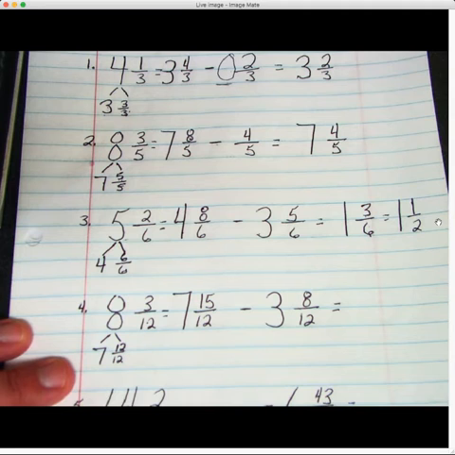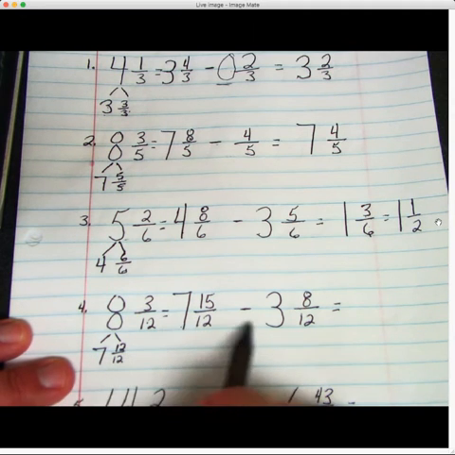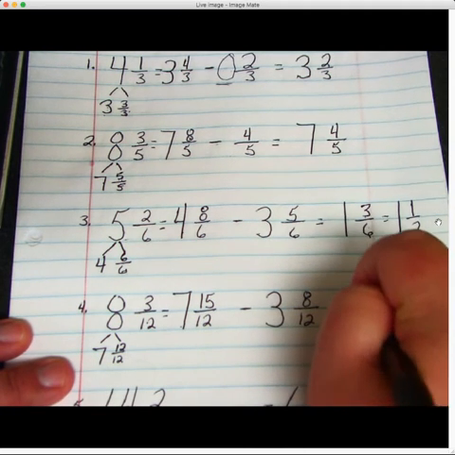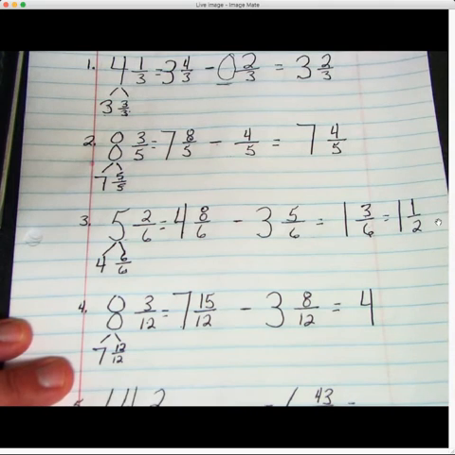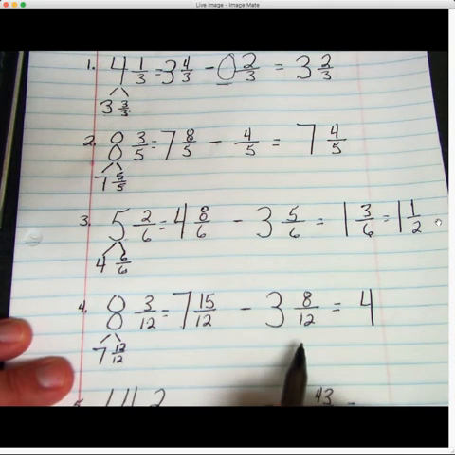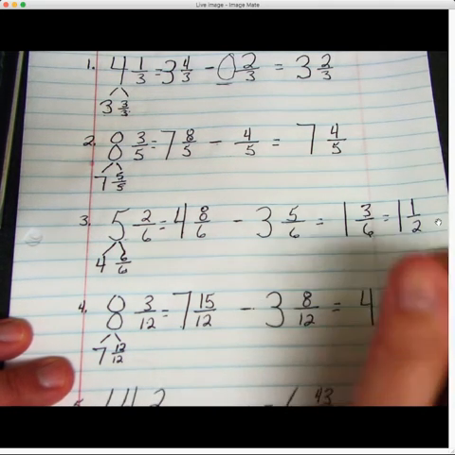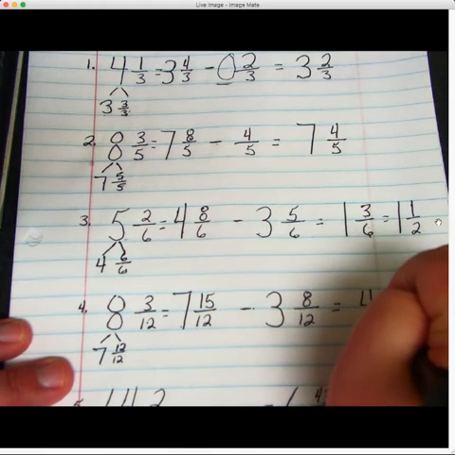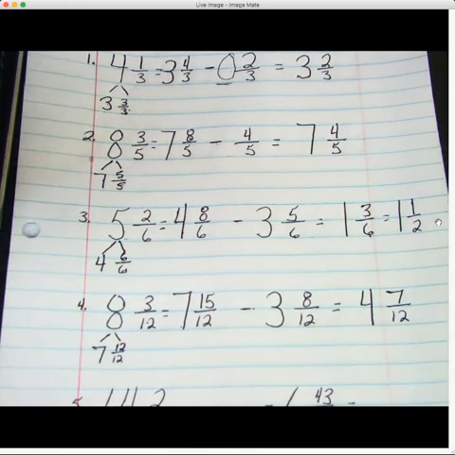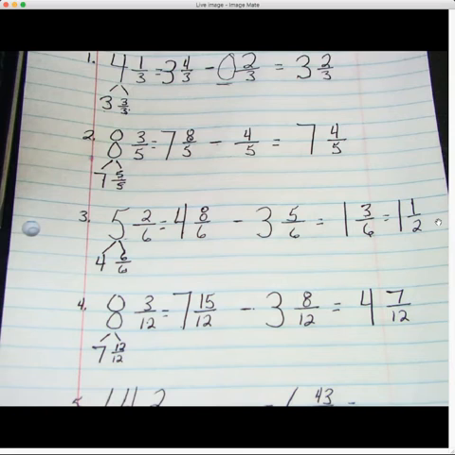Now I can subtract. Subtract our whole number. 7 minus 3 is 4. And 15/12 minus 8/12. 15 minus 8 is 7/12. So our answer is 4 7/12.